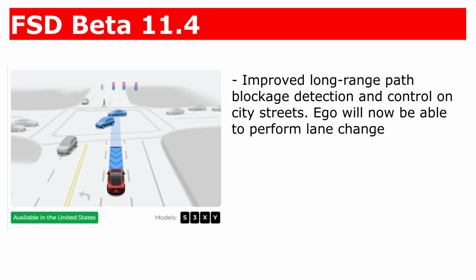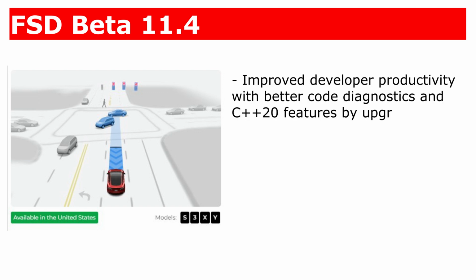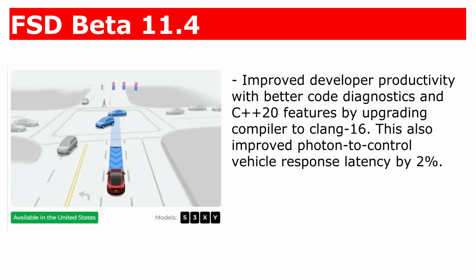Improved long-range path blockage detection and control on city streets. Ego will now be able to perform lane changes due to upcoming path blockages earlier. Improve developer productivity with better code diagnostics and C++20 features by upgrading compiler to Clang 16. This also improved Photon to control vehicle response latency by 2%.